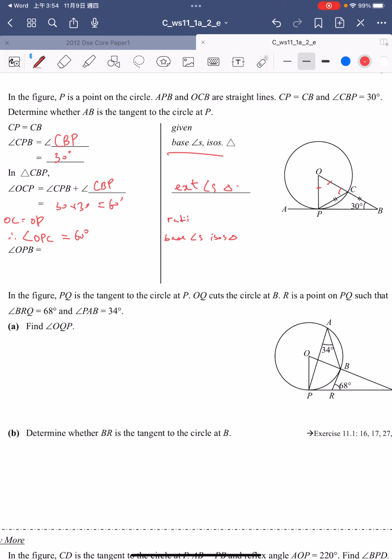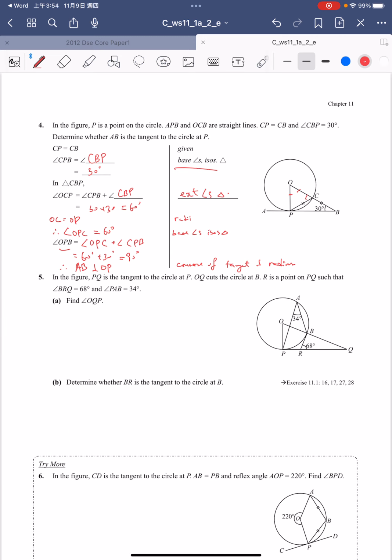Okay, so lastly we have OPB is equal to OPC plus CPB. So it's equal to 60, or we can write down the names of the angles, angle OPC plus angle CPB, which is equal to 60 plus 30, giving you 90 degrees. So now we can say that AB is perpendicular to OP. So that's the converse of tangent perpendicular to radius. Okay, so now going to do question 5.